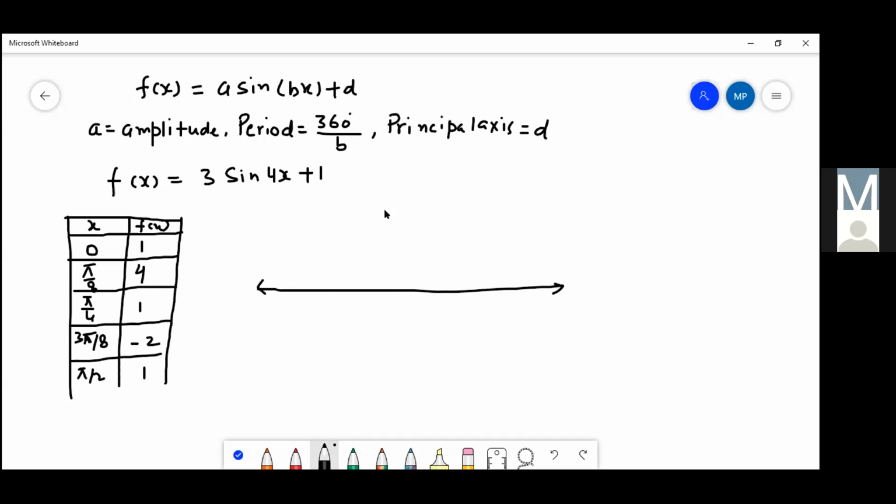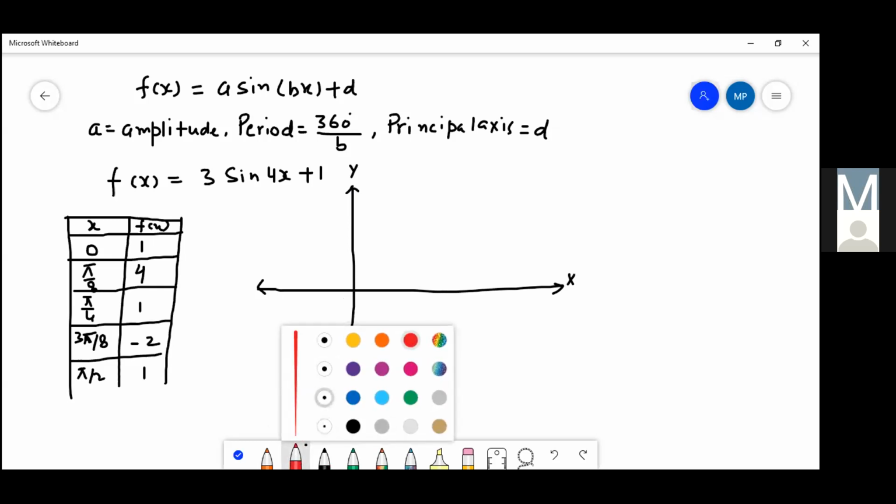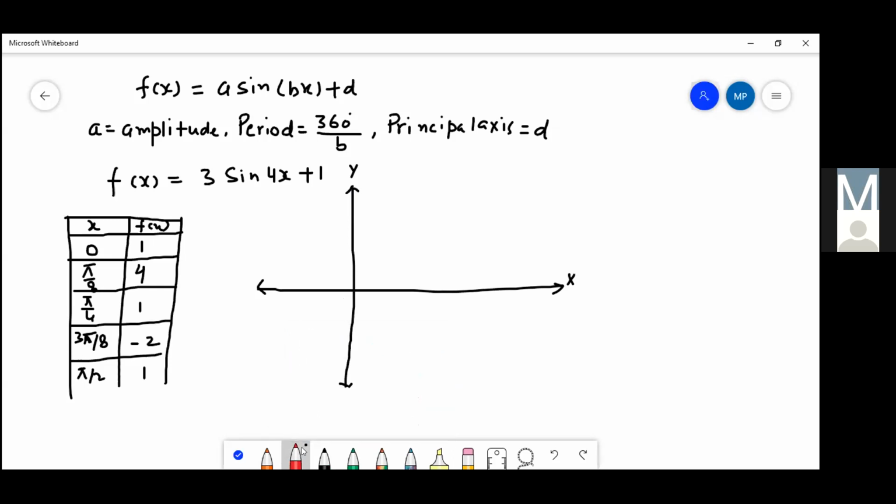Okay, x, y. So now we see the curve here. If you just plot the points, 0 and 1. X is 0 and the first point is 0 and then 1. Suppose this is 1.